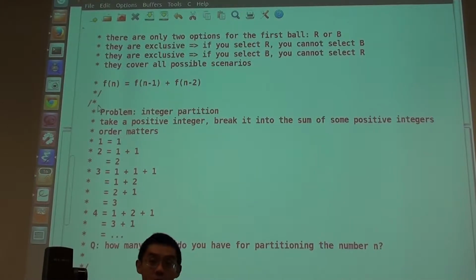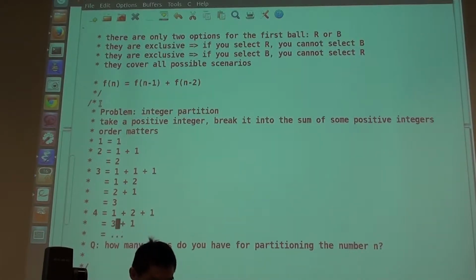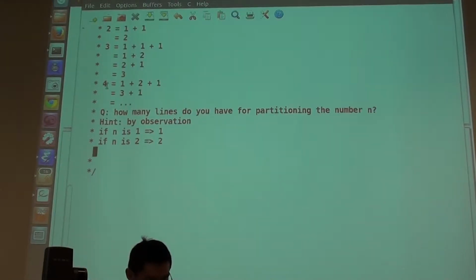1 can only be 1, right? The only positive integer you can use to partition 1 is 1. You cannot use 2 plus minus 1 because every number has to be positive. So, hint, by observation, if n is 1, the answer is 1. If n is 2, the answer is 2. If n is 3, the answer is 4.